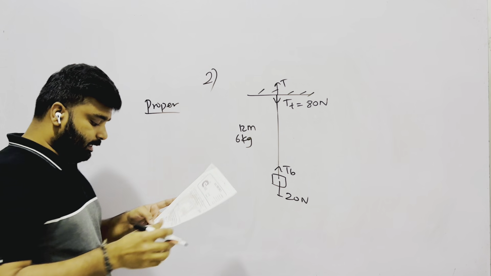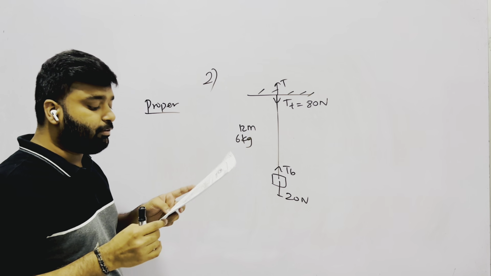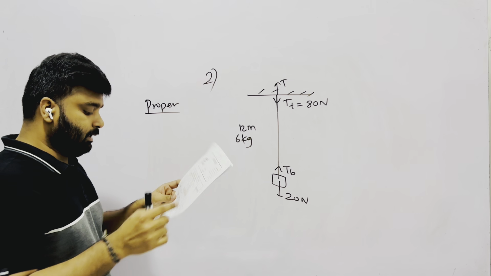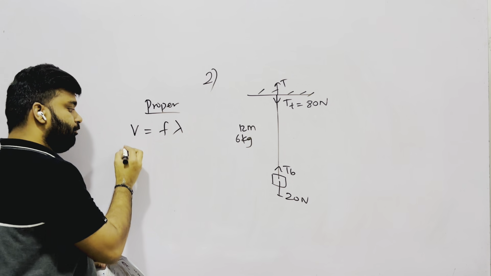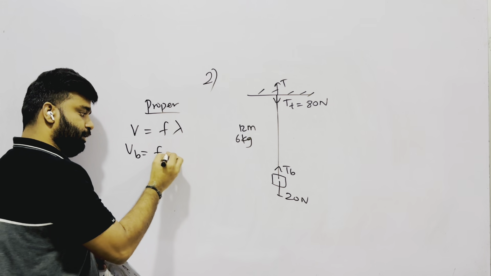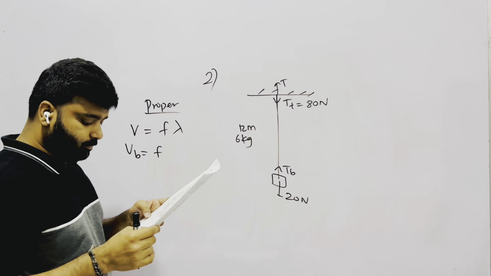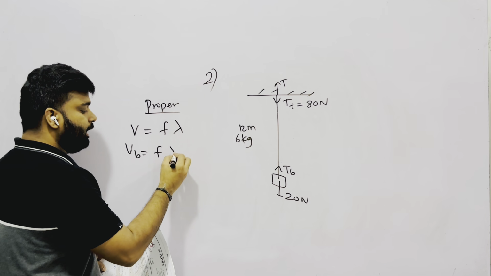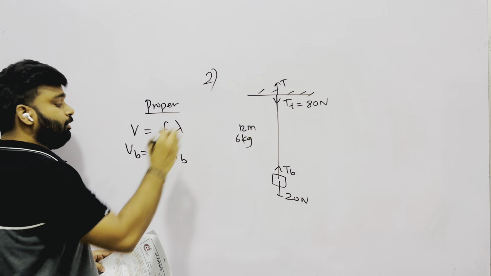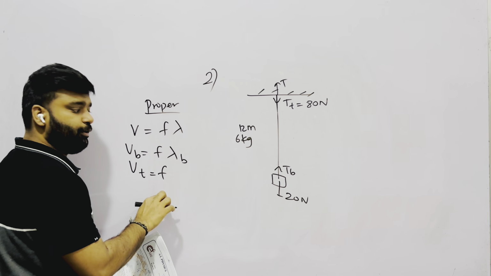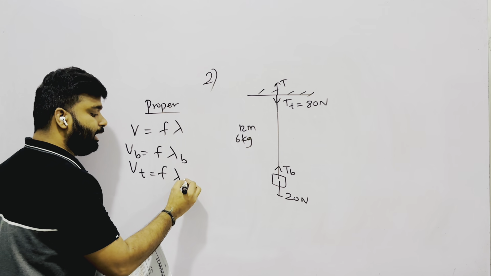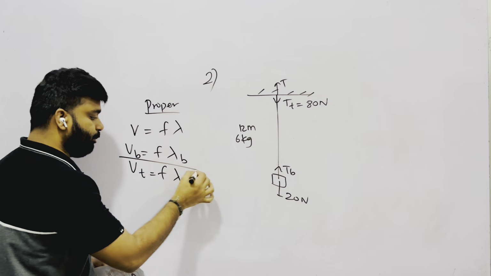They are asking the wavelength at the bottom and the top. Then you can write the equation V is equal to F lambda two times. Velocity at the bottom is equal to frequency into lambda at the bottom. Velocity at the top is equal to the same frequency into wavelength at the top. You can divide 1 by 2.